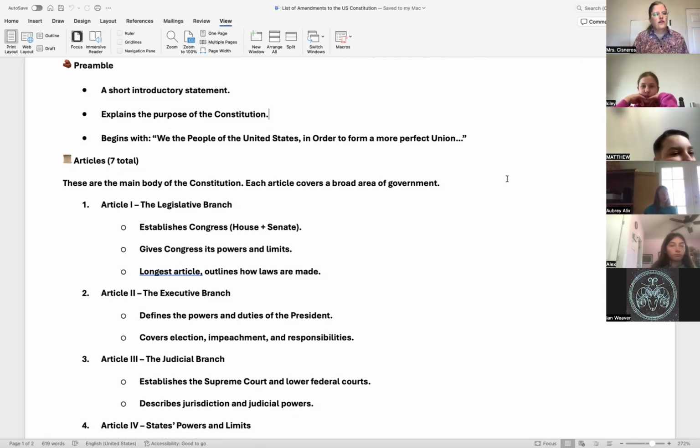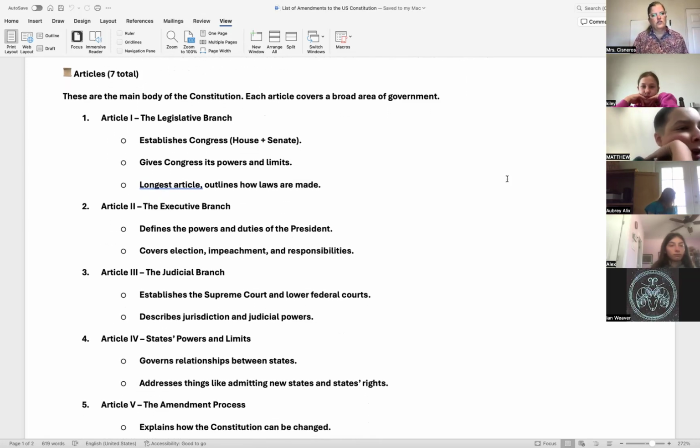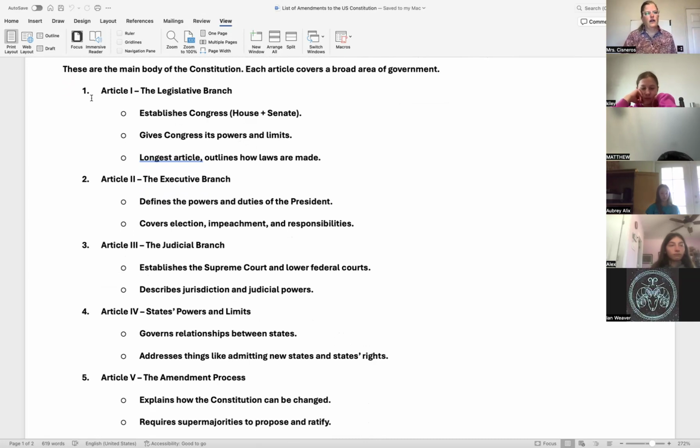There are 7 articles in the Constitution. It says these are the main body of the Constitution. Each article covers a broad area of government. I'm not going to read all of this, but just know that Article 1 is the legislative branch. Article 2 is the executive branch. And then Article 3 is the judicial branch.